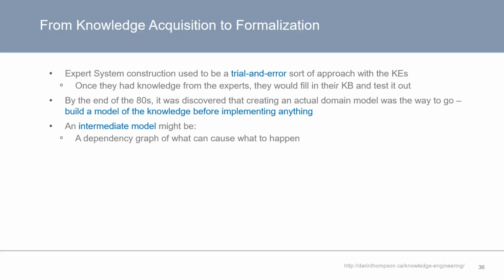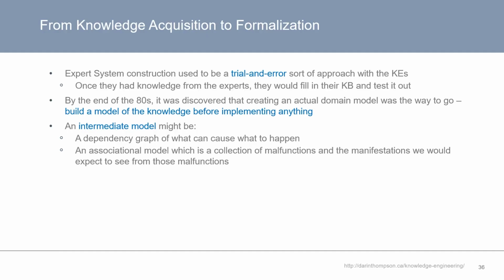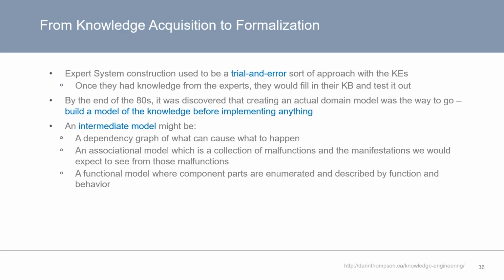This can be an intermediate model of some kind that might, for example, be a dependency graph of what can cause what to happen, or an association model, which is a collection of malfunctions and the manifestations we would expect to see from those malfunctions, or a functional model, where component parts are enumerated and described by function and behavior.